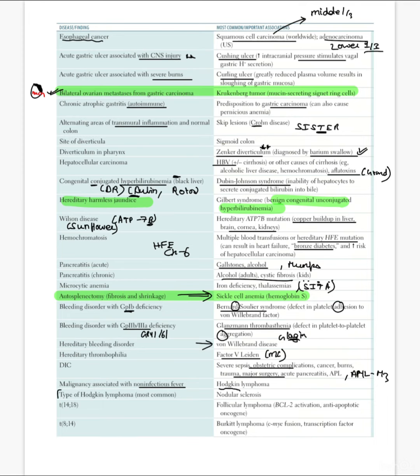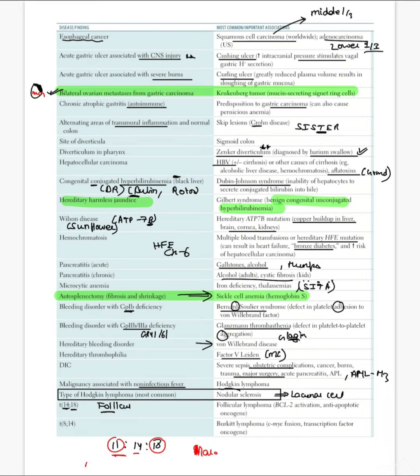Then type of Hodgkin's lymphoma, most common, guys, this nodular sclerosis is most common, and this shows the presence of lacunar cells. Okay, then translocation 14-18, guys. Okay, so what is this, guys? That is your follicular lymphoma. Remember we have translocation 11, 14, 18, guys. Okay, so these two are located at the margin, so 11 and 18 will be marginal lymphoma, guys. Okay, 11 and 14, guys, that is mantle.